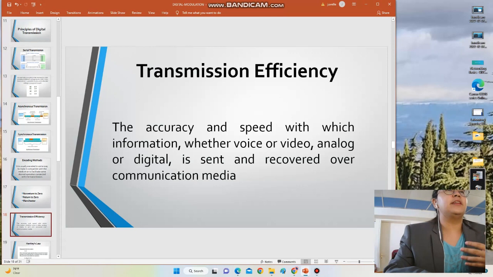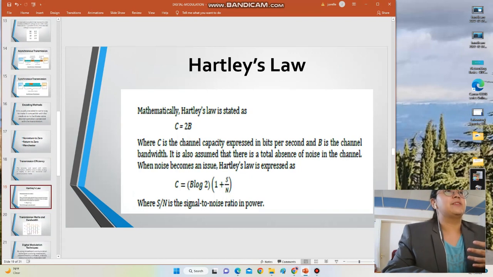So, transmission efficiency. The accuracy and speed with which information, whether voice or video, analog or digital, is sent and recovered over communication media. So, this is the Hartley law.